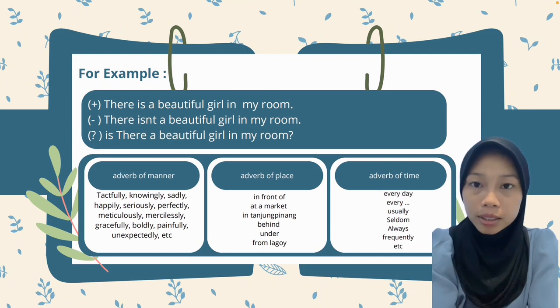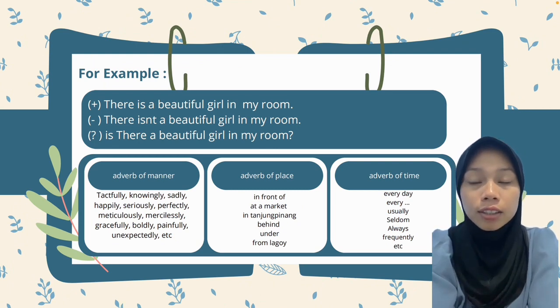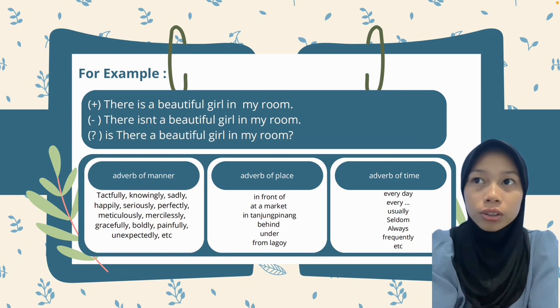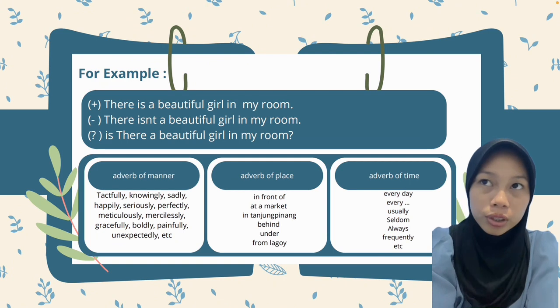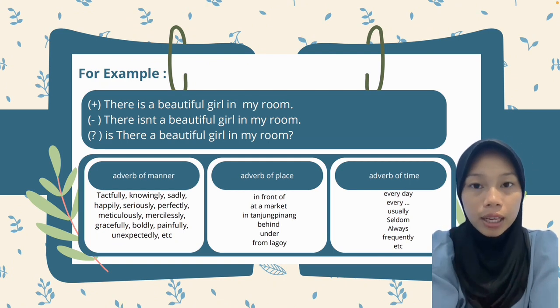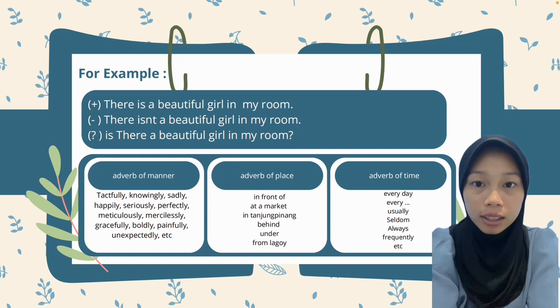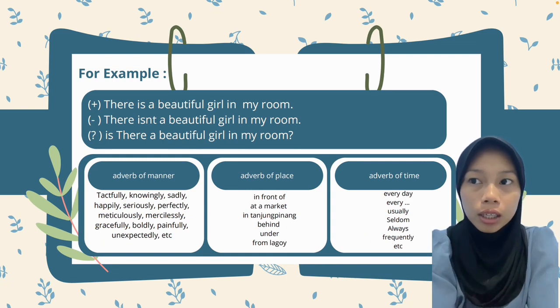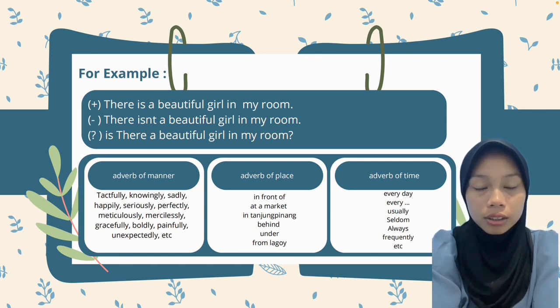And the negative sentence, there isn't a girl in my room. For the negative sentence, you have to use not, and then NP1 and adverb of NPT. But for the last sentence, the interrogative sentence, the copula will be first. So this sounds like, is there a girl in my room?